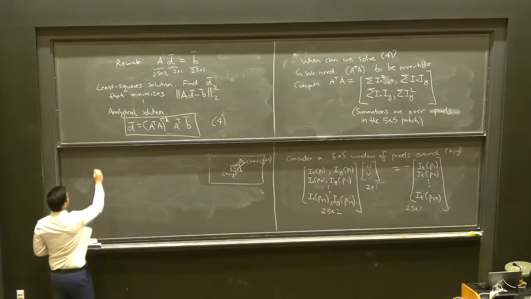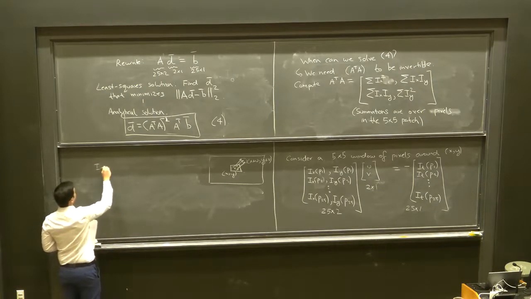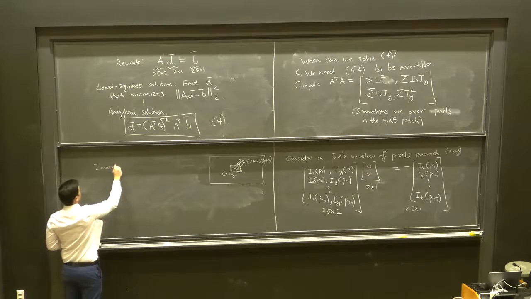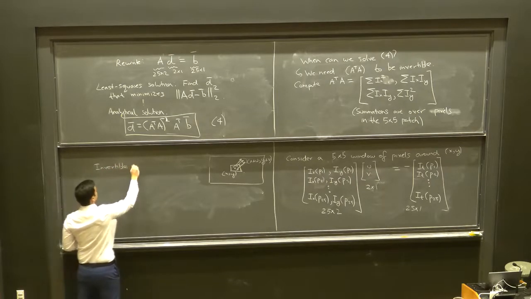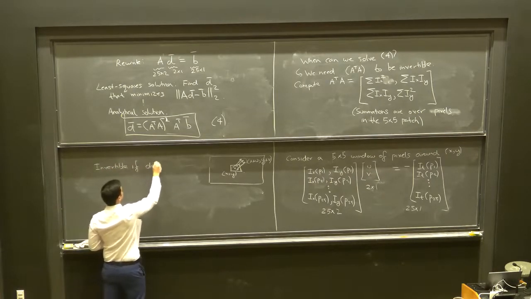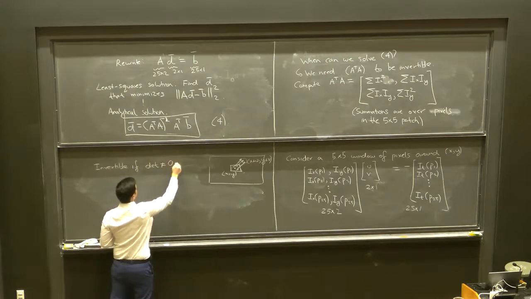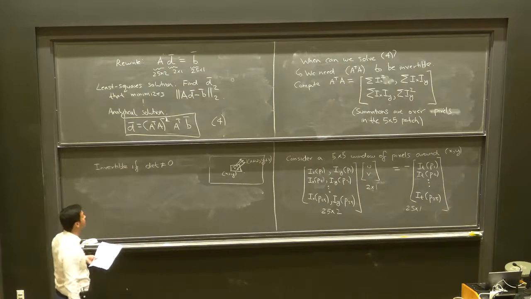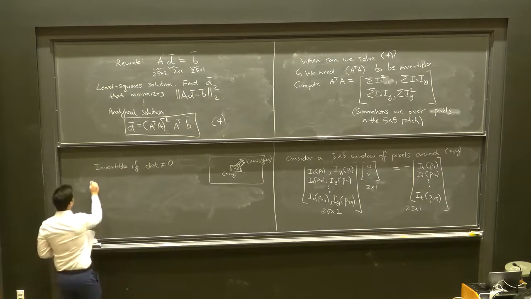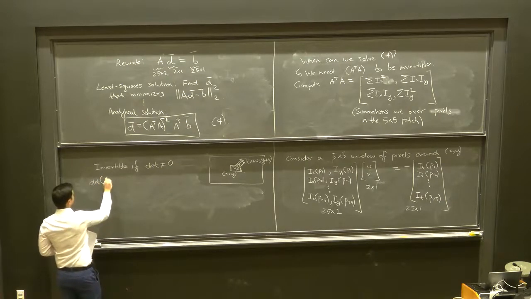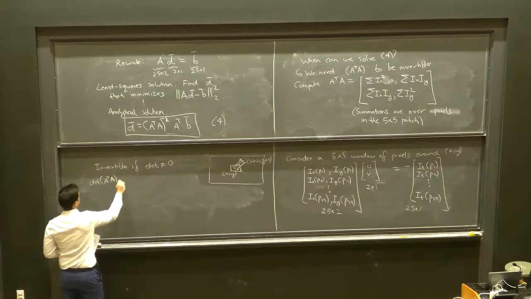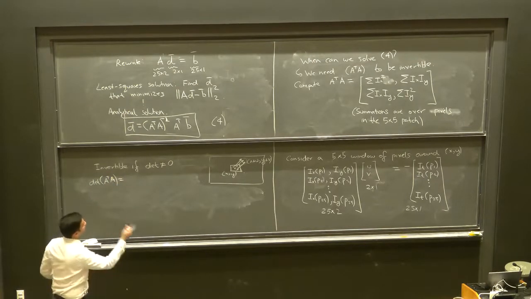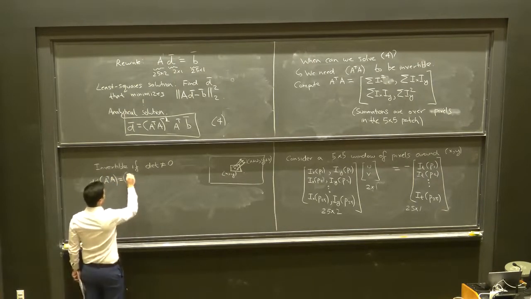So the matrix is invertible if the determinant is not equal to zero. The problematic cases are where the determinant is equal to zero. So the determinant of A transpose A, it's just a 2x2 matrix, so we can write it out analytically.